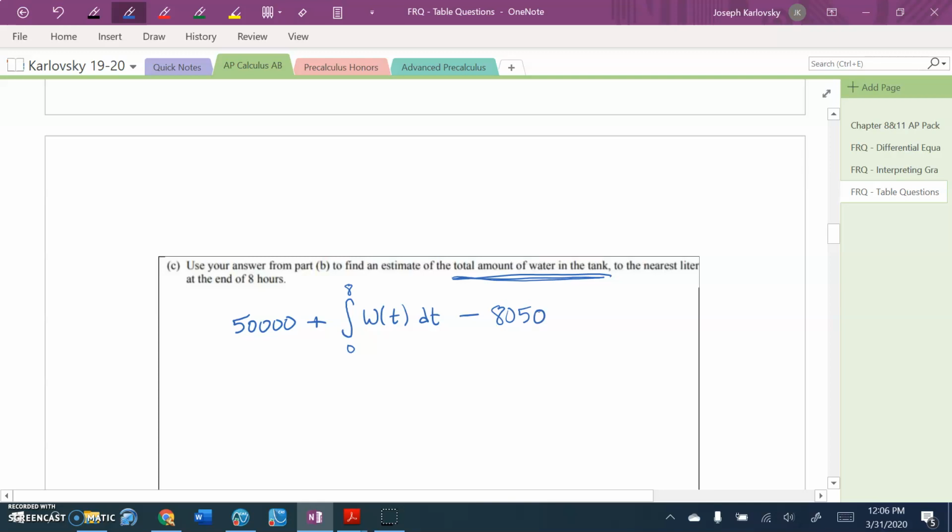You can go and define W of t in your calculator and just type this expression entirely into your calculator and see what you get. And we've gone to our calculator, typed it all in. Normally we round to 3 decimal places, but it does say to the nearest liter. So my number is 49786 liters. So this one is very much just a single calculation of a problem.